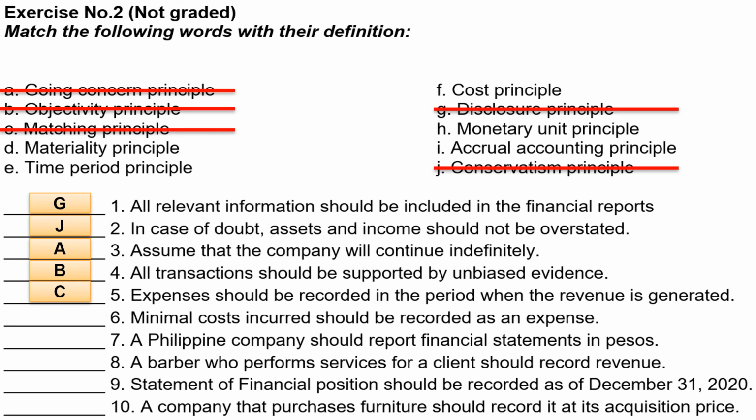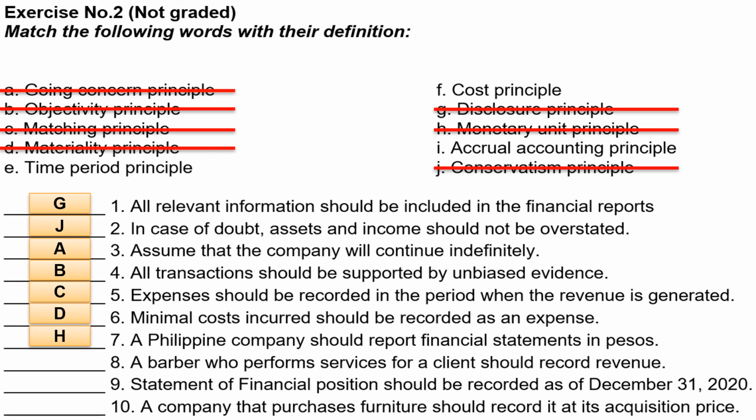Next, number 6. Minimal cost incurred should be recorded as an expense. So, this type of minimal cost ay yung mga immaterial. So, ano yung concept na to? That's Materiality Principle, letter D. Next, a Philippine company should report financial statements in pesos. So, kapag Philippine company, dapat in Philippine peso. So, ano to? Ito ay letter H, Monetary Unit Principle.